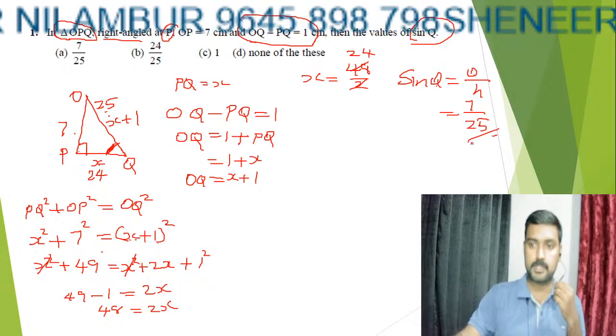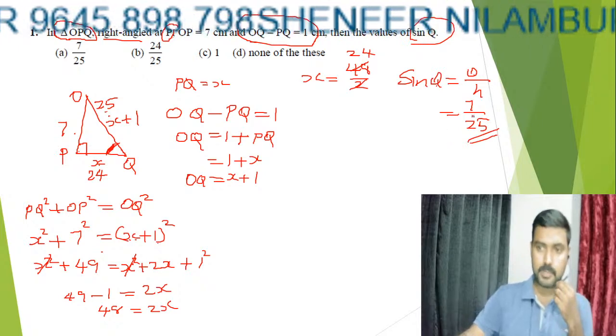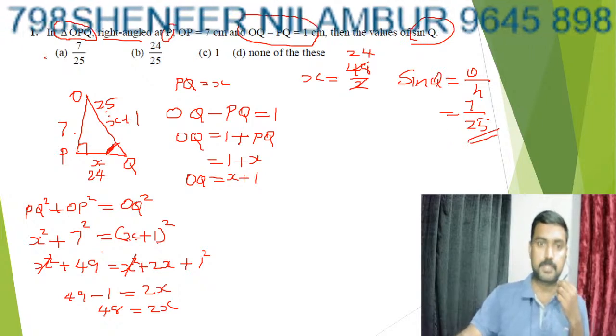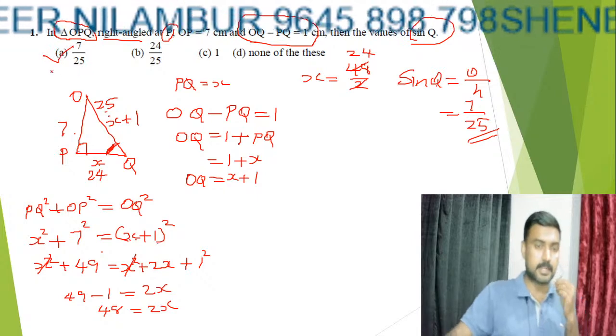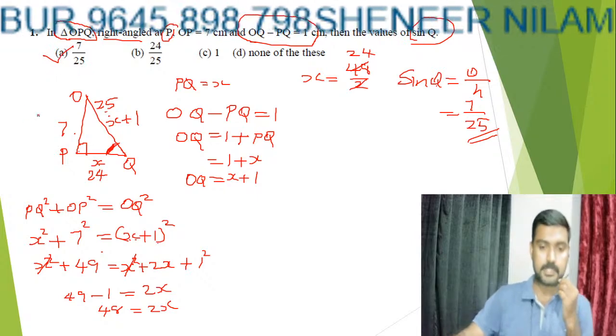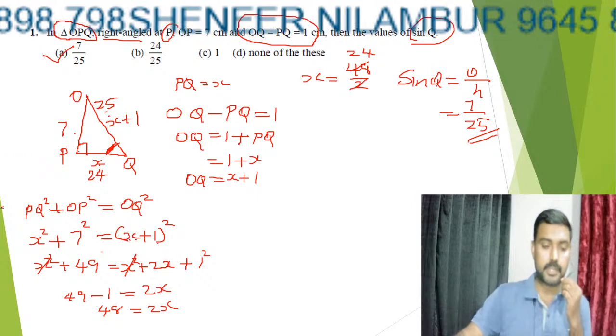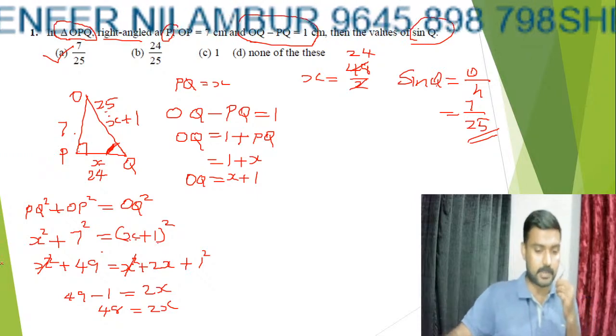If you understood, please give a comment yes. So my dear students, 7 by 25 is option number A. Option number A is the right answer. If you understood, please give a yes comment, or you can give a no and I will repeat it.